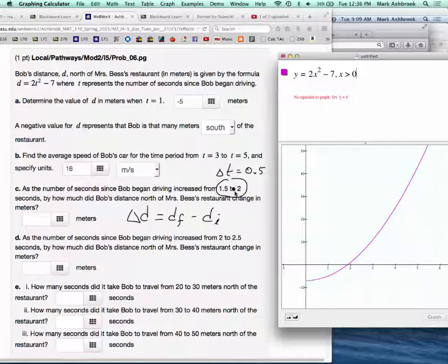That means get the distance at 1.5 and the distance at 2 and subtract. So the distance at 2 is 1. So the distance final is 1. 1.5, that's not so easy. Let's see, 2.25 times 2, 4.5 minus 7, negative 2.5. Did I do it right? I could have made a mistake. Yes, I did, I just switched it. Should be 2.81, distance initial. Oh, so minus negative 2.5, right?